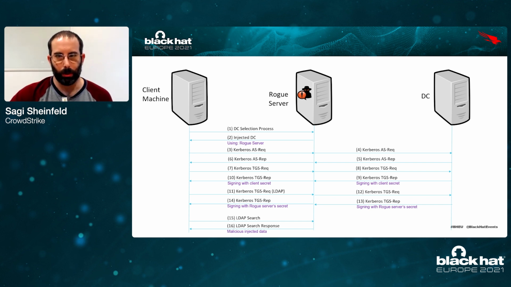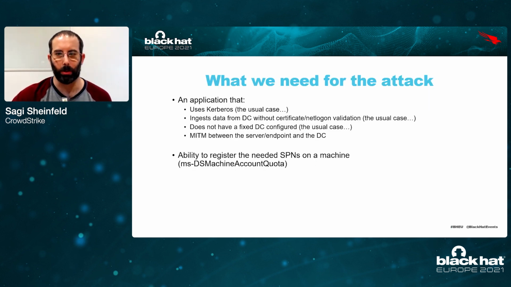So what do we need for the attack to work? We need an application that uses Kerberos that ingests data from the DC without validating it. And of course, does dynamically search for DCs and does not use a fixed list. We will also need a man in the middle between the client application and the DC, or at least the DNS server. And lastly, we will need a valid machine account in the domain with the ability to register the SPNs we need on it.